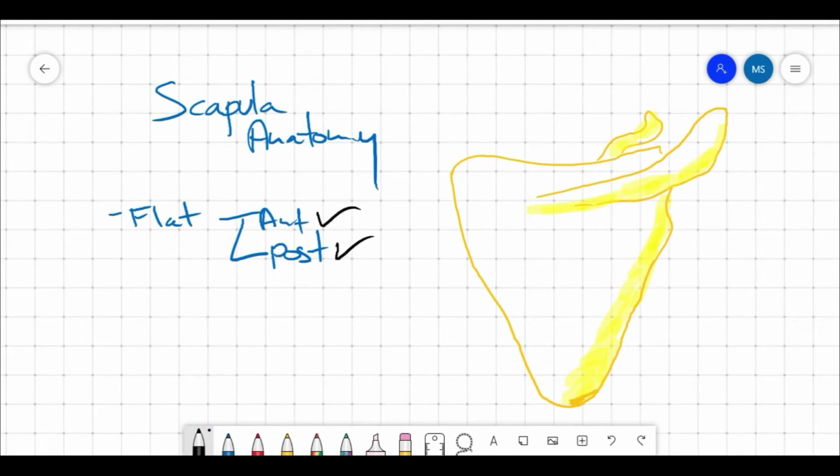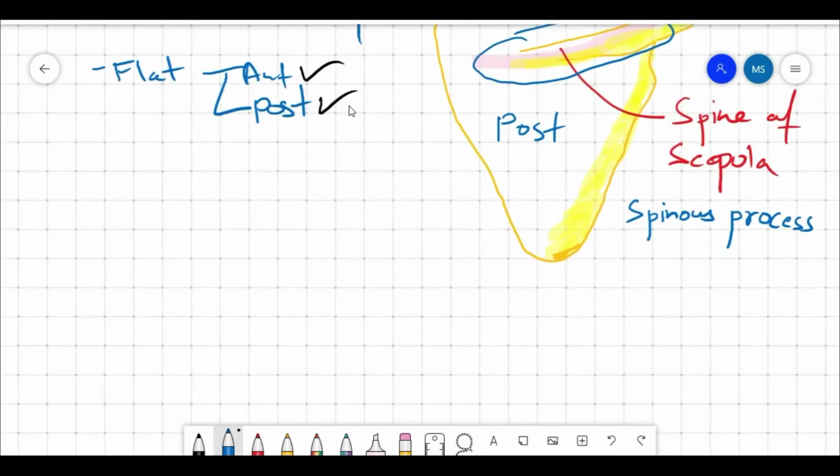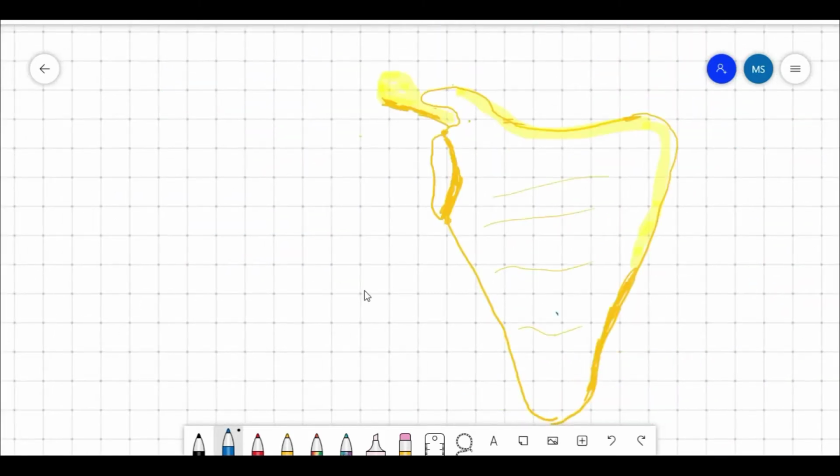You will see this thing, a spine of scapula, also called spinous process. It is a structure present at the posterior side of the scapula, and when you see the scapula from the anterior side, let me show you. You will not see the spine of the scapula and it is plain from the anterior side. So the thing that differs the anterior from the posterior is the spine of scapula.